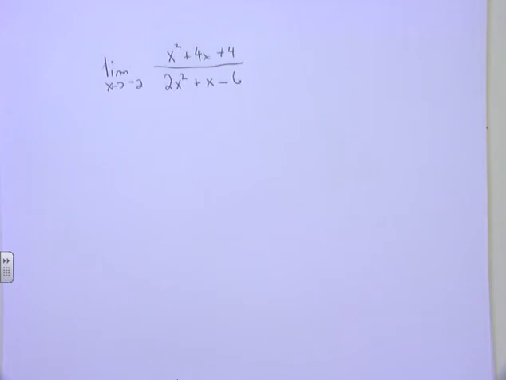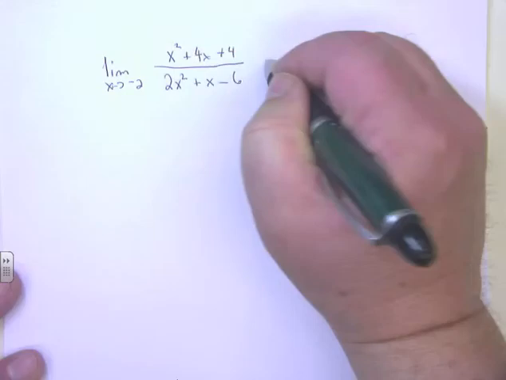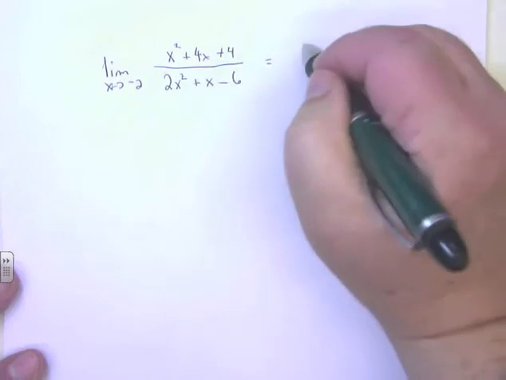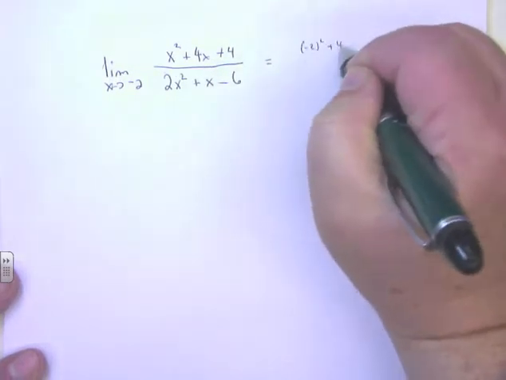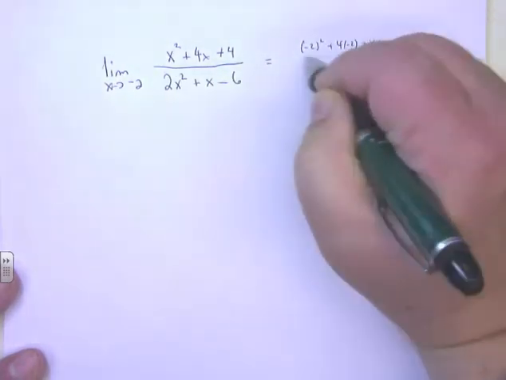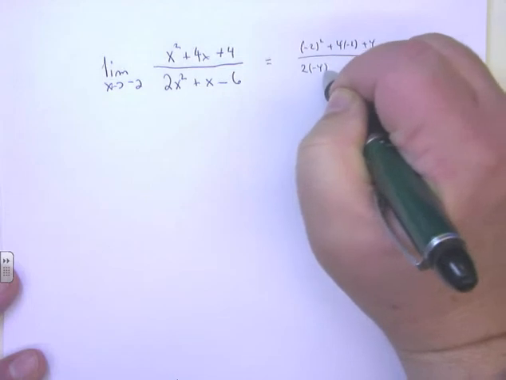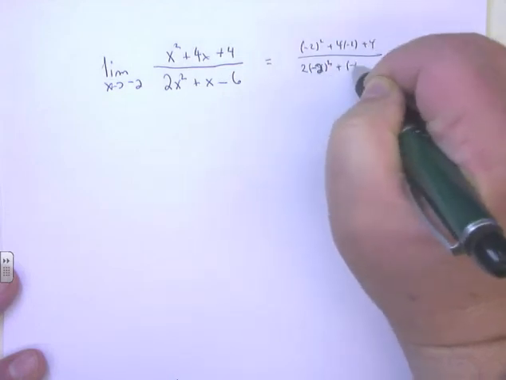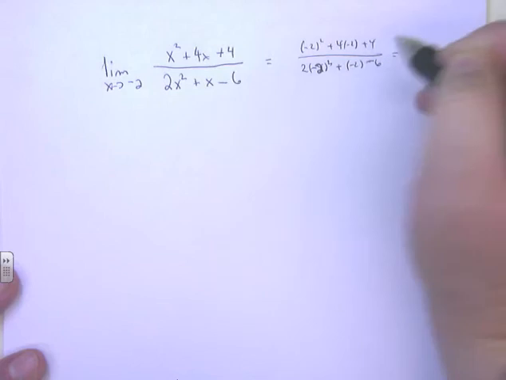That's where you're going to identify problems. Okay. So here we go. Take the limit as x approaches -2 of x squared plus 4x plus 4 over 2x squared plus x minus 6. What's the first rule of limits? What you going to do? Plug it in. Let's see what we get. If I plug it in and get a number, I'm done. So this will be -2 squared plus 4 times -2 plus 4 over 2 times -2 squared plus -2 minus 6.